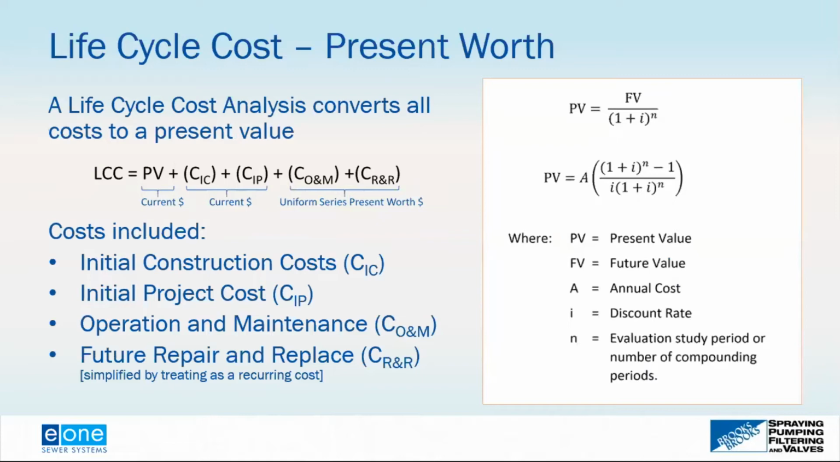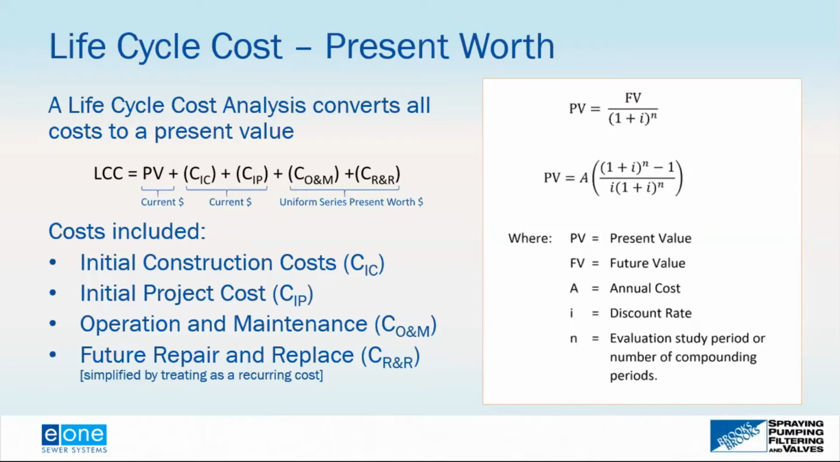True for every industry, but what you want to do is take all the costs and move them into a present worth. Your life cycle cost analysis converts your current costs, which more or less are already in current dollars, any other current costs such as your contingency or your construction cost or your initial project cost. Also looks at the operation and maintenance costs and the future repair and replacement costs. So these are future costs that you want to bring back to current year dollars.